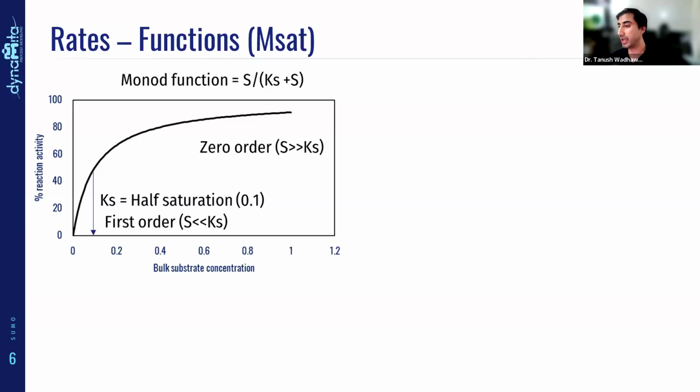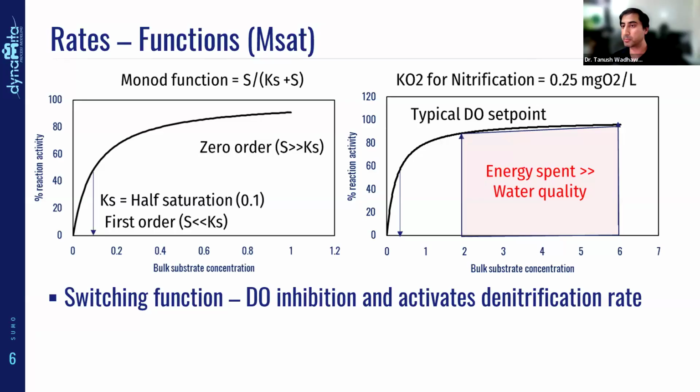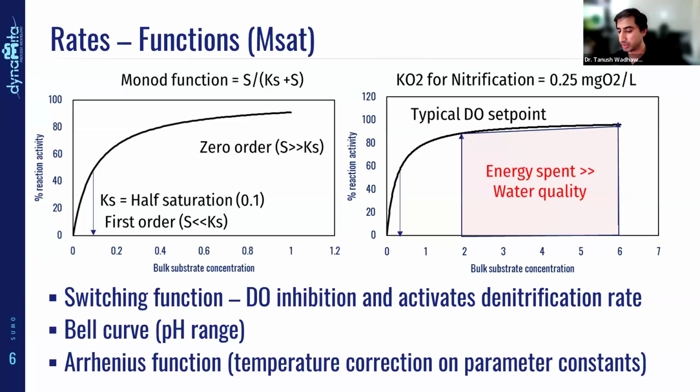Now, how does this help us understand the operation of, let's say, the nitrification process? For nitrification, let's say our half saturation value is 0.25 milligram oxygen per liter. So is there a point in operating a facility at more than 2 milligram of oxygen per liter, because our rate of reaction will be maxed out at 2 milligram per liter? No, you're just spending more aeration energy. So that's how you will use these functions to understand the operation. There are more than Monod saturation terms, such as the switching function, which affects DO inhibition and denitrification, the bell curve, which affects your pH, and then Arrhenius, which impacts your temperature, okay?